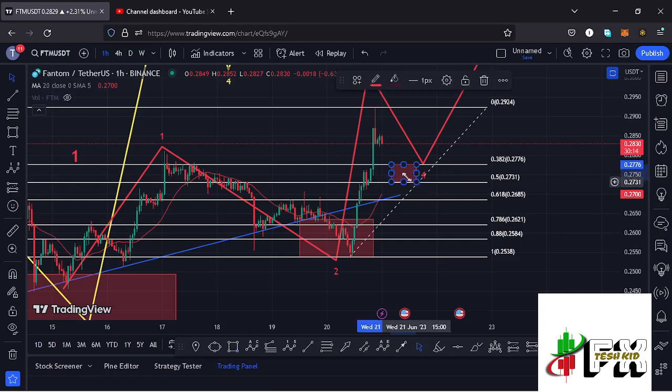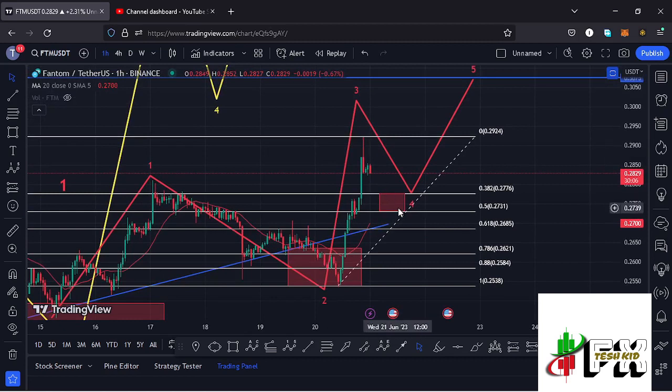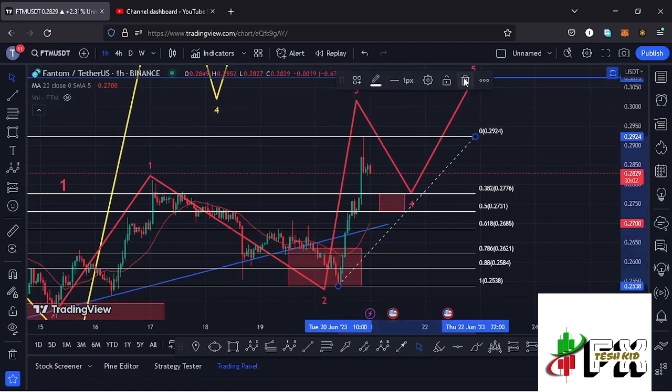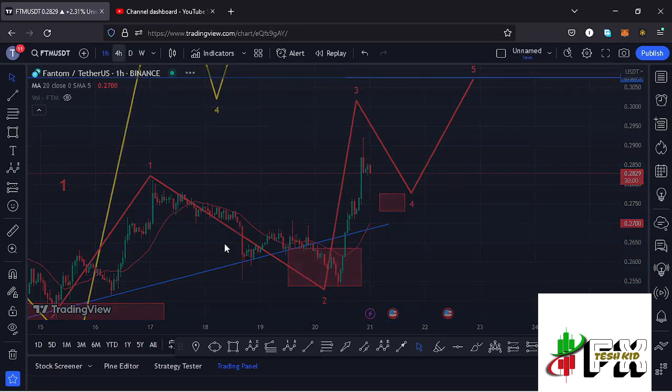So if we are able to hold within this target area over here, in case this pullback continues, then there are high chances that we are going to get another bounce back in the formation of that wave 5, completing the formation of that larger Elliott wave count 3.